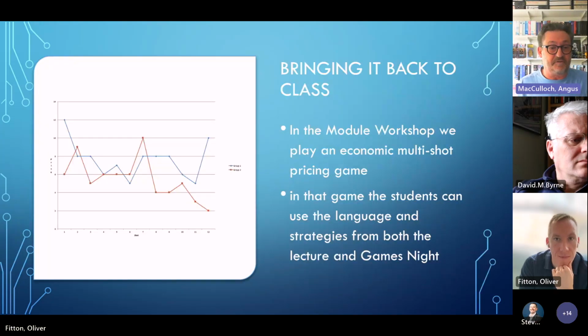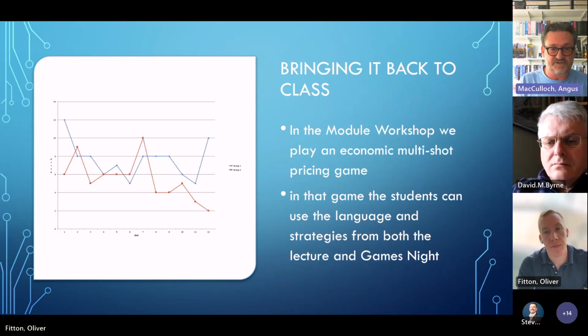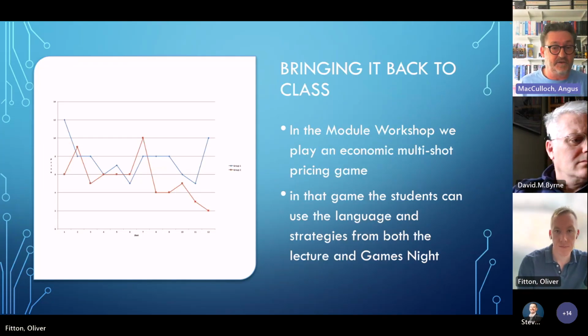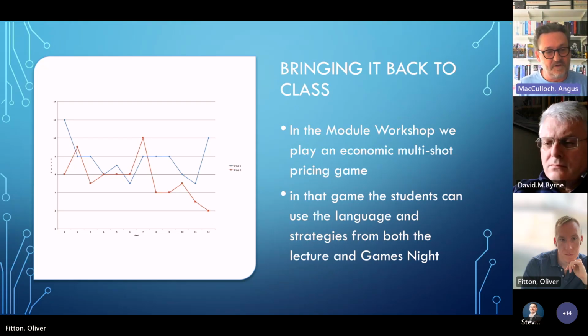After games night, when they've had the fun of playing the games, we bring that back into the classroom. In the workshop that follows up that session, we play a much more technical economic game, which is a multi-shot pricing game where this time they're a business and the groups decide how to price a product. The amount of profit they make is determined by their price and the other team's price, and they're trying to maximize their income by making pricing decisions. The graph you see is the outcome from one of those sessions, where the students pick their prices and you see what their profitabilities are, and then they try to maximize their outcomes.